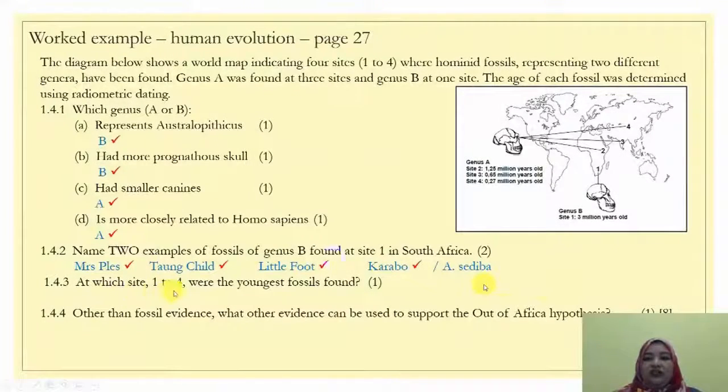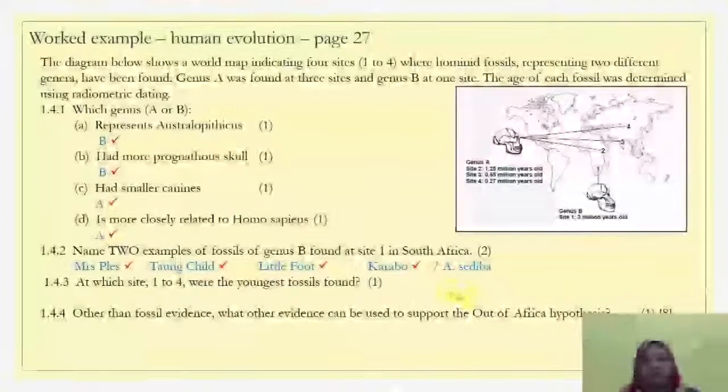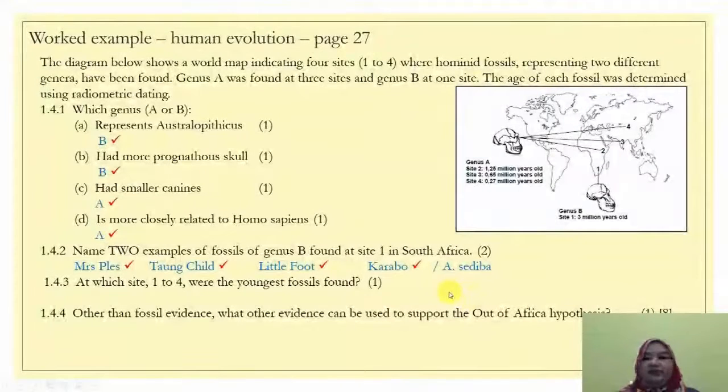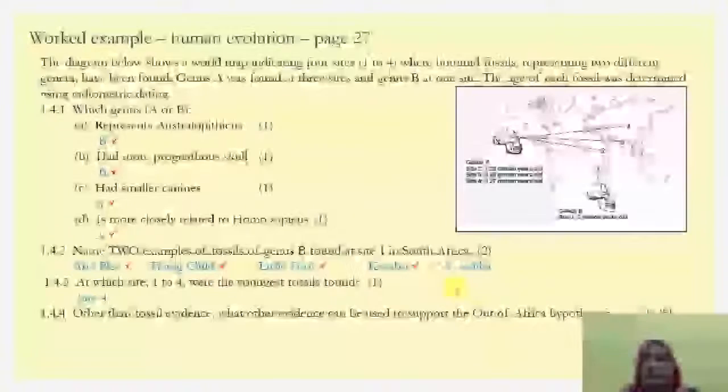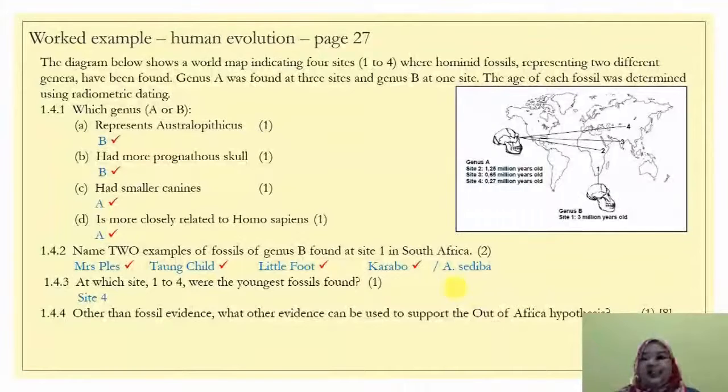At which site 1 to 4 were the youngest fossils found? At site 4. Thank you, Dawn. Right, so Dawn says, and Batala is correct. It is at site 4.